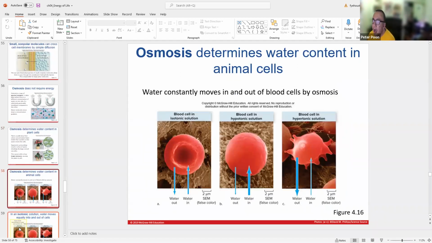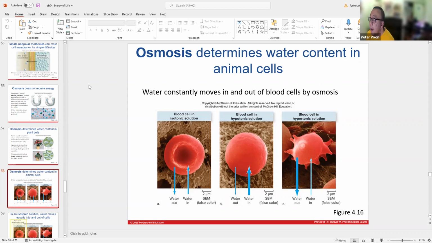Okay. Osmosis also determines water content in animal cells. Our blood, this is our normal red blood cell. The normal red blood cell is in an isotonic solution. Isotonic means same tonic, salt concentration. So the same salt concentration on the inside and outside of the cell. So just as much water goes in as out.